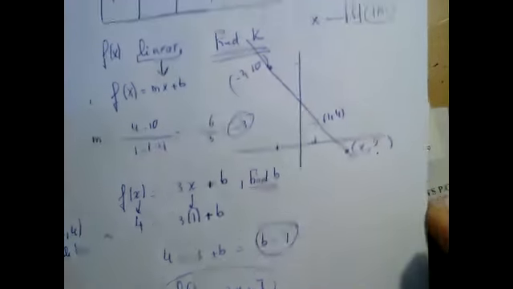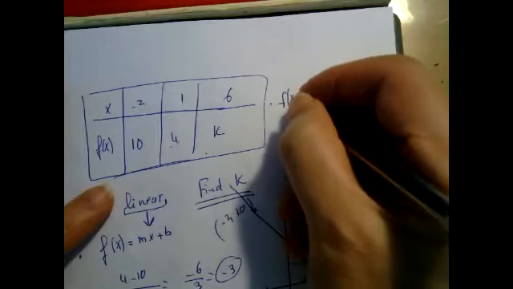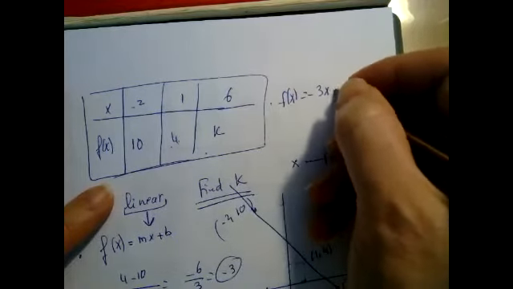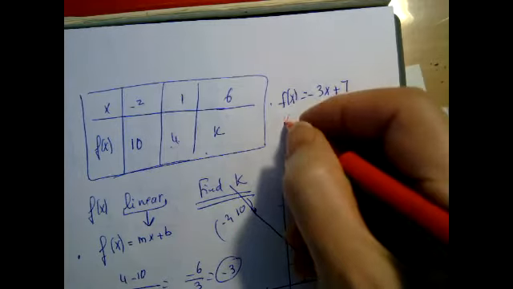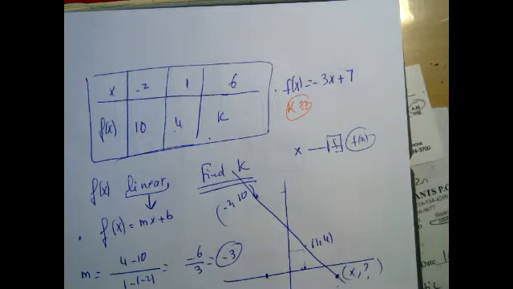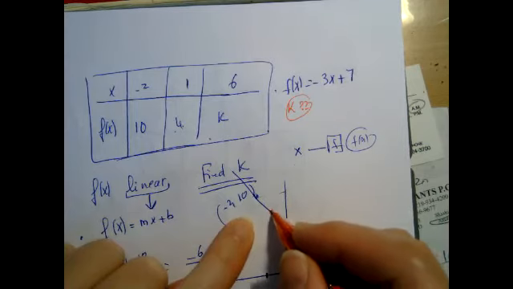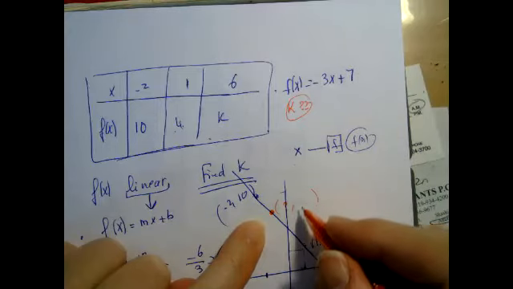Well, how do I find my k? Quickly. So I found the formula, f of x equal -3x plus 7. Now, how do I find my k? We would plug in the 6 because, again, what does it mean to find the formula? It means to follow the rule that if you take a point on the graph, if you know the x, the formula will give you the y.